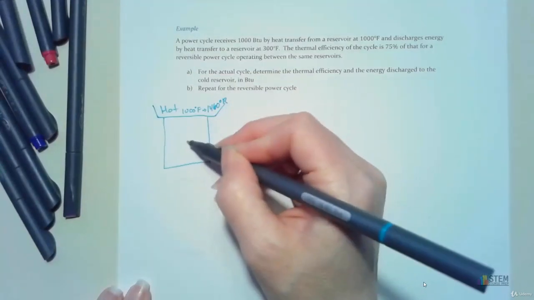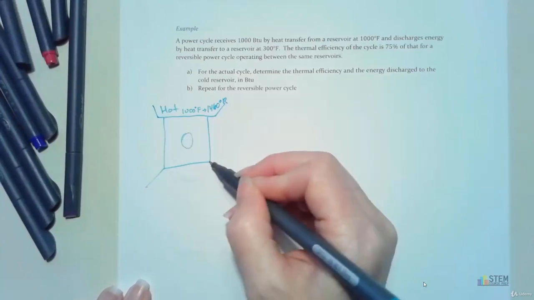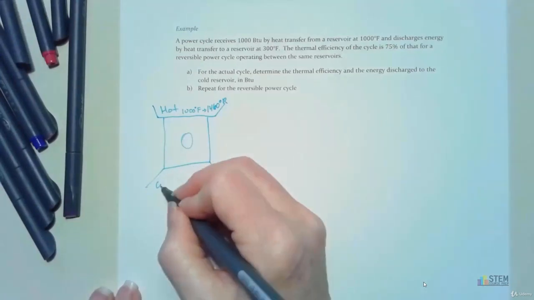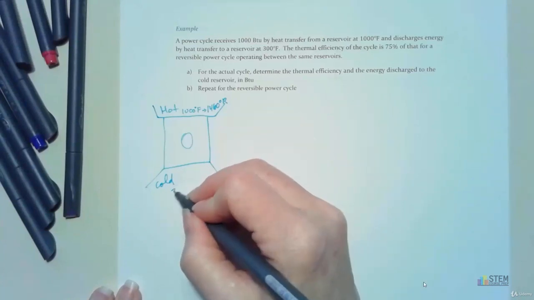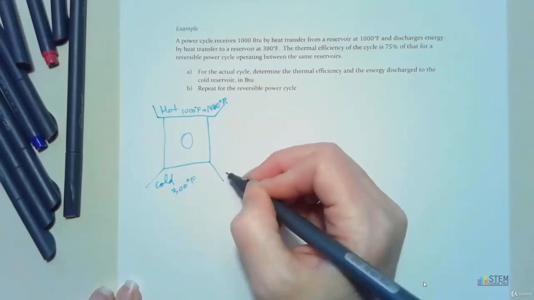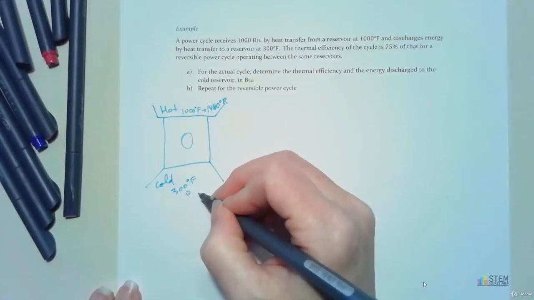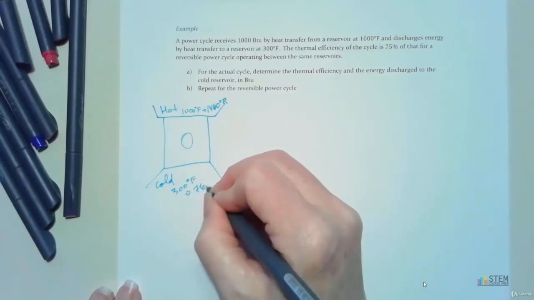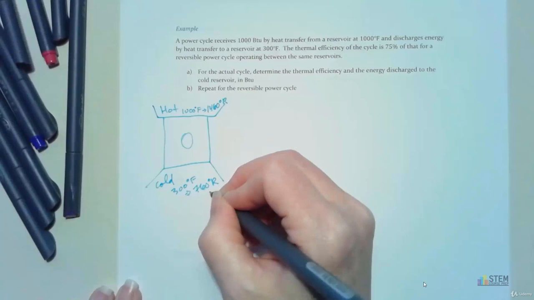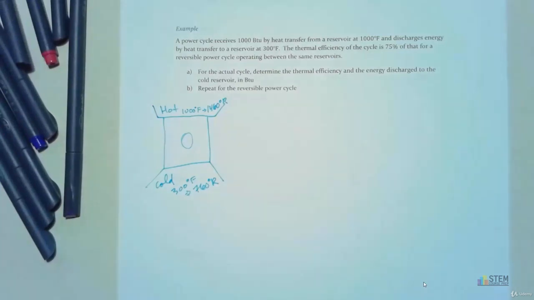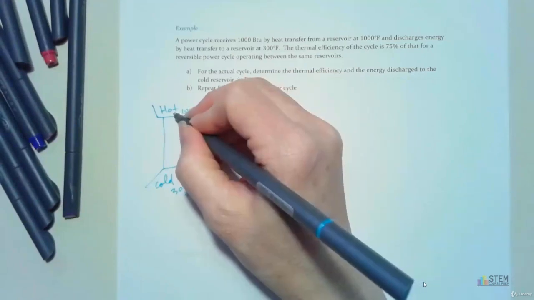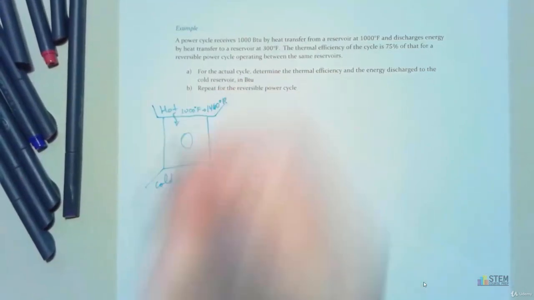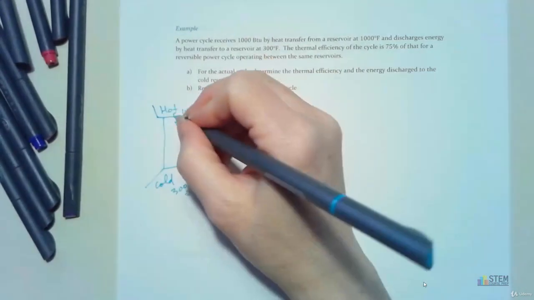Now we've got this little box, which represents our system. Here we've got cold. This will be the cold reservoir. This temperature was given as 300 degrees Fahrenheit. Again, let's switch that over to Rankine. So that'll be 760 degrees Rankine.